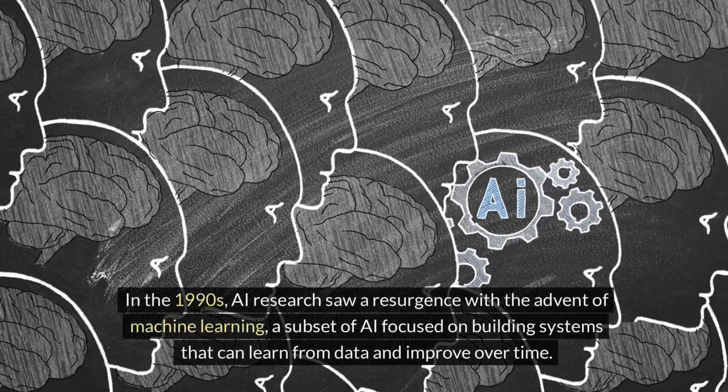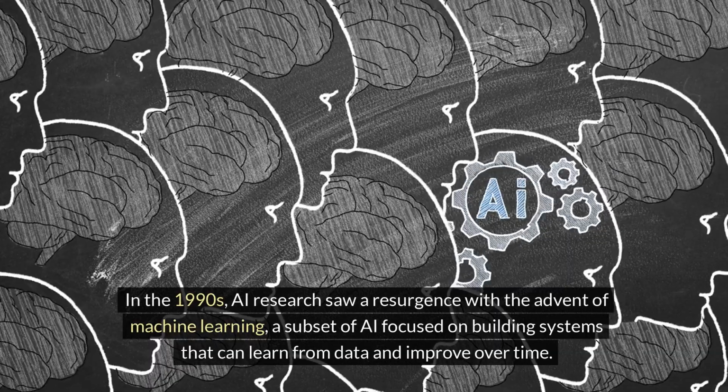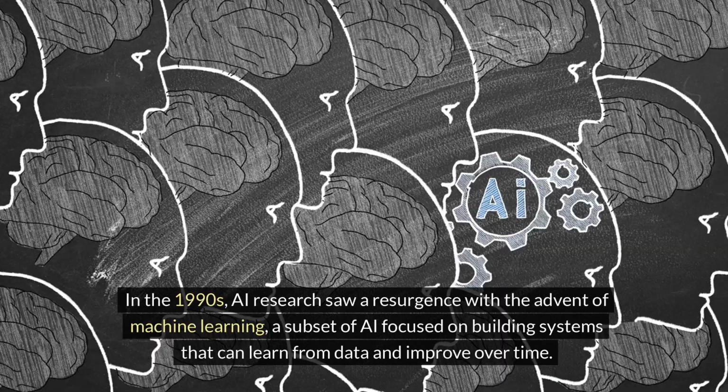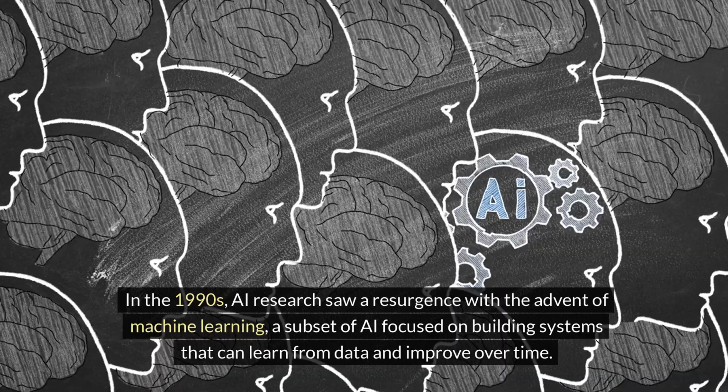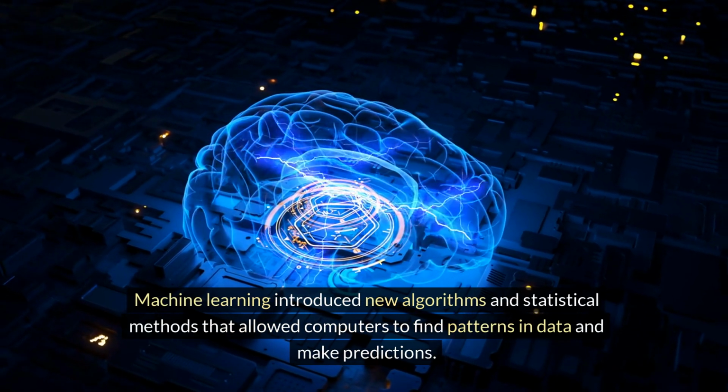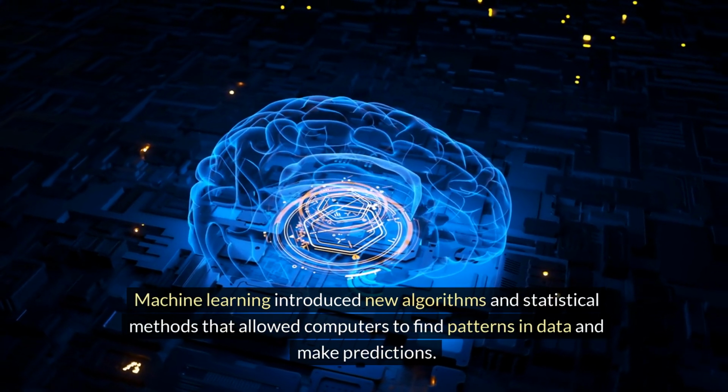Rise of machine learning and neural networks. Introduction to machine learning. In the 1990s, AI research saw a resurgence with the advent of machine learning, a subset of AI focused on building systems that can learn from data and improve over time. Machine learning introduced new algorithms and statistical methods that allowed computers to find patterns in data and make predictions.